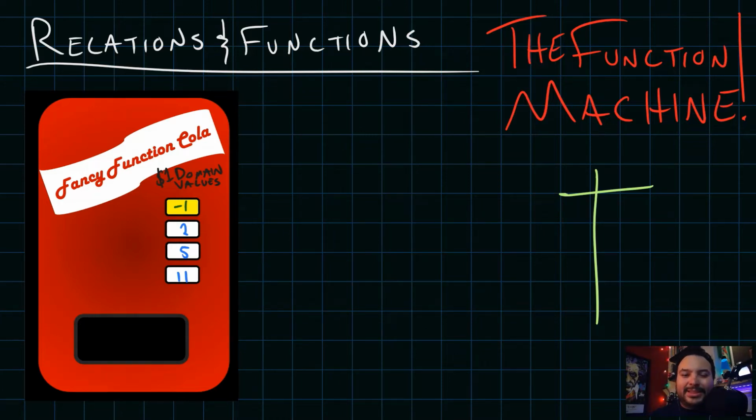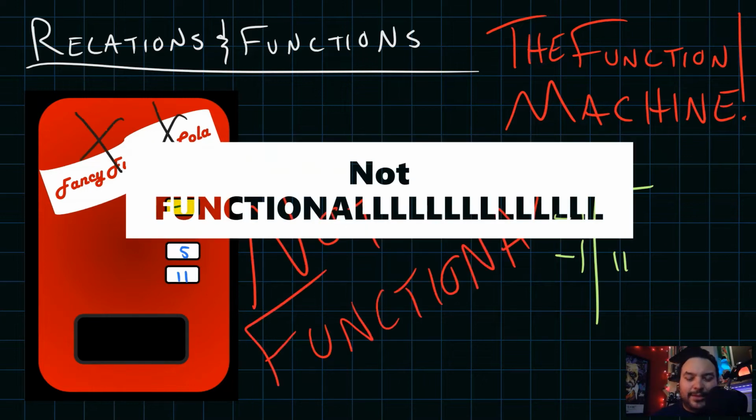But now let's consider what would not be a functioning soda machine and therefore not be a function. Let's say you press that -1 button again for your favorite cola, but this time you get a 6. And you say, well, that's strange. So you put in some more money, you click that -1, and this time you get an 11. Well, what's going on here? This machine's not working. It is not functional. So this would not be a function.